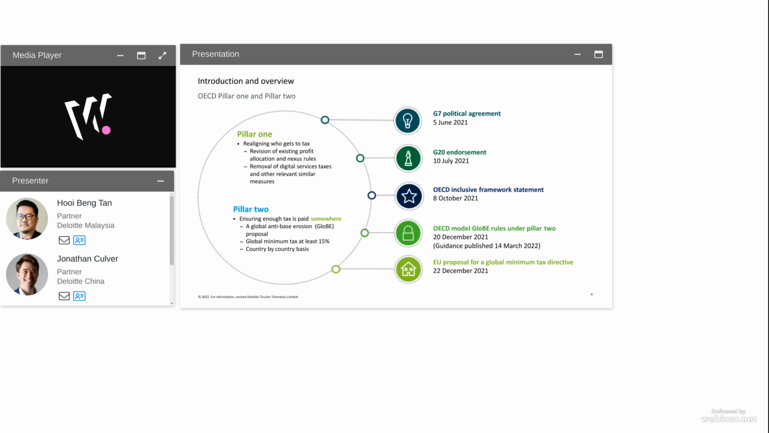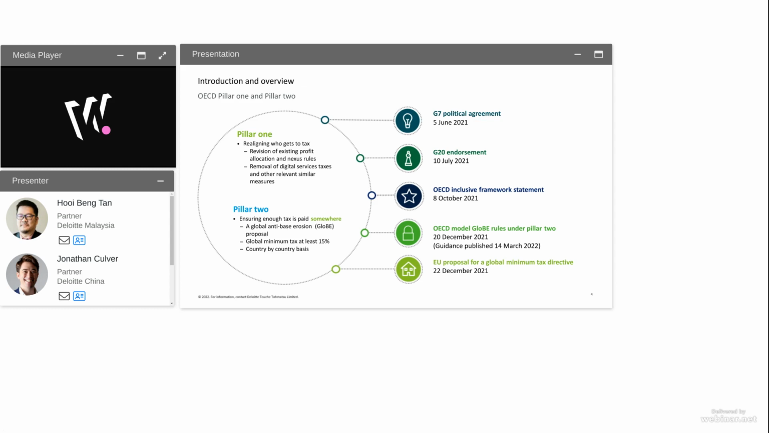On Pillar 2, what we've seen most of over the last few months is statements from countries affirming their commitments to the policy, some consultations going on, which we'll discuss further today, and notably, draft law has been released in the UK as well, but not quite the progress that we were expecting this time last year. If we just flip on to the next slide.